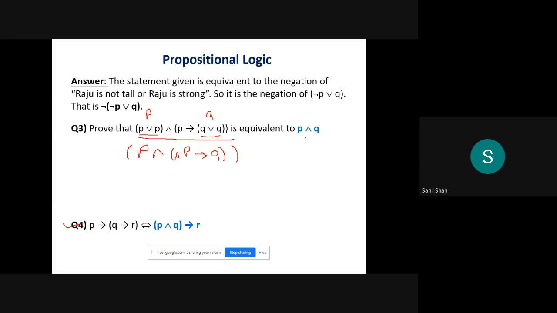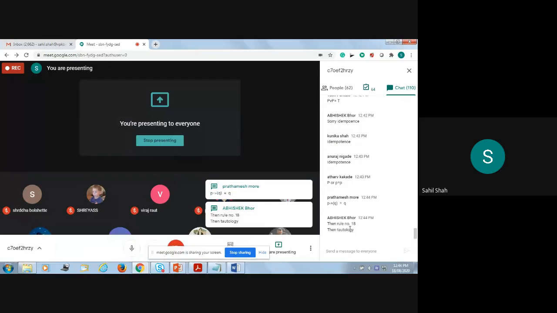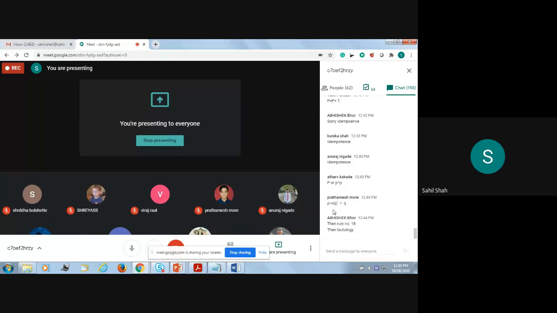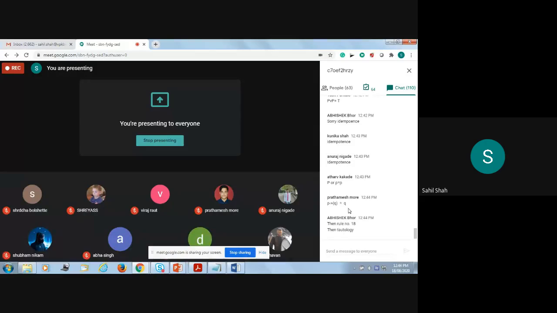But we have to get only this P and Q. So what can be done further? Tell me what can be done next after P conjunction P conditional Q. How are you going to reduce it further? Prathamesh is saying something. Okay, idempotence is used. Prathamesh is saying P conditional Q is equal to Q. How come? Do we have any rule for P conditional Q being equivalent to Q?